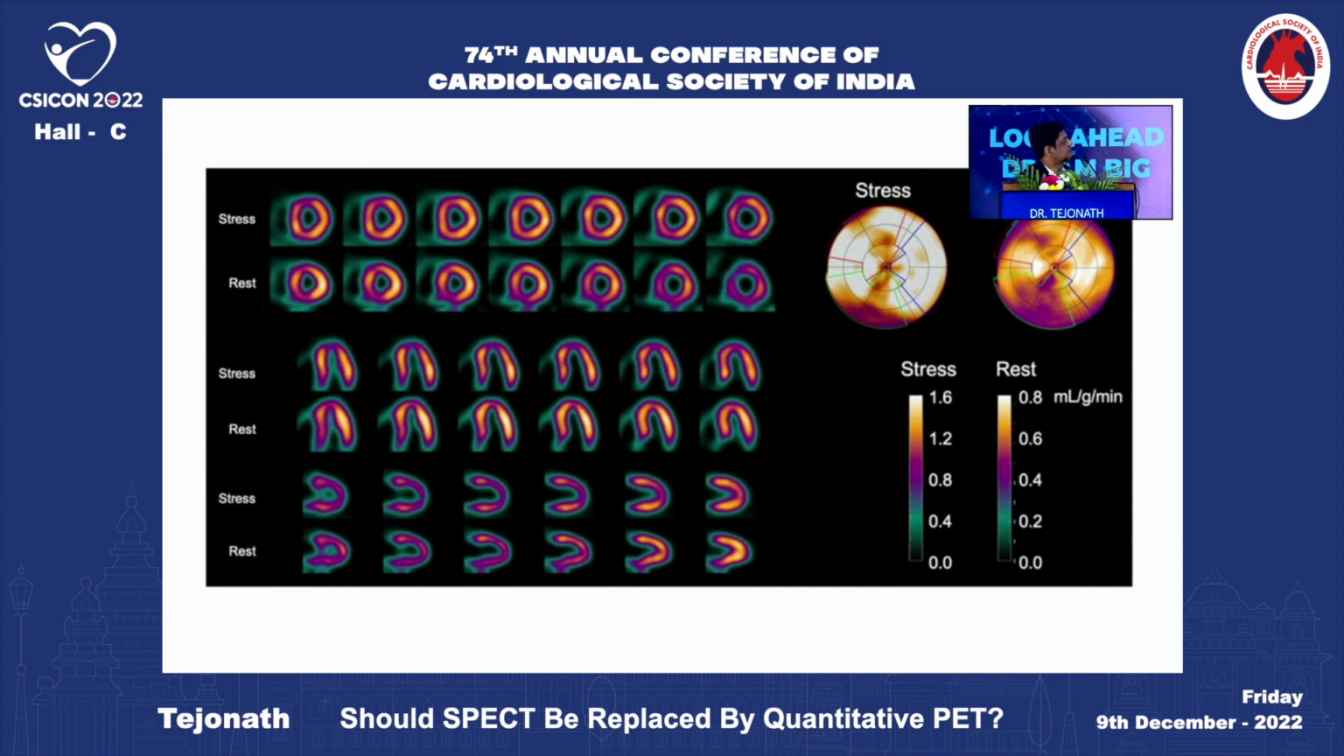This is an image taken from one of the journals, an O15 water study. This was a patient who had a very normal perfusion MPI study, but when we quantified the myocardial perfusion, the patient had triple vessel disease. It was a balanced ischemia. It showed a significant reduction in myocardial blood flow.